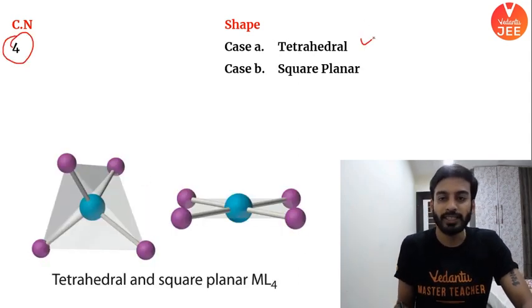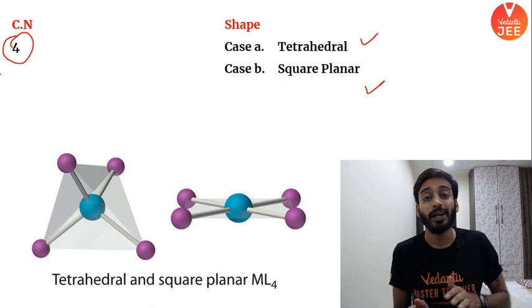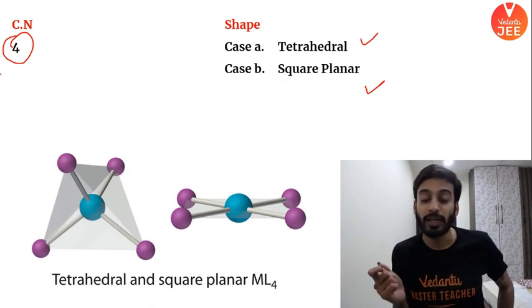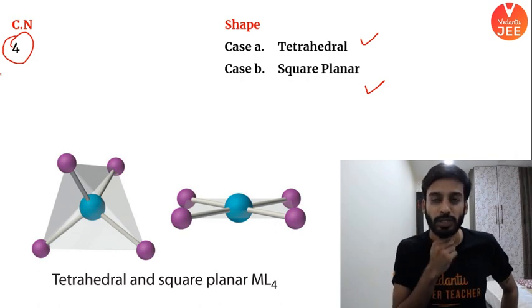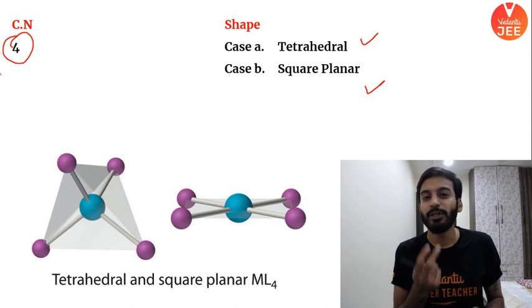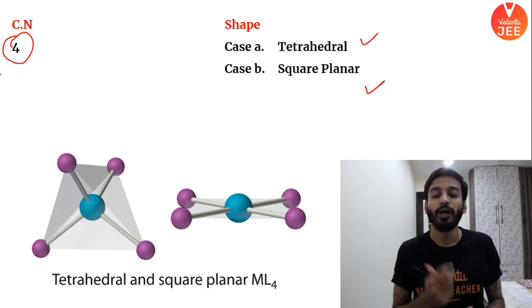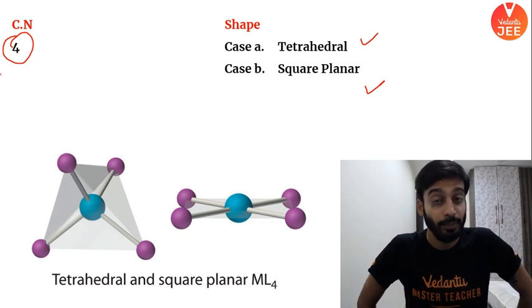There are 2 categories, tetrahedral and square planar. There will be 4 sigma bonds. Coordination number 4 itself means that there will be 4 ligands attacking the central atom and forming 4 sigma bonds. Basically, 8 electrons would be given to the central atom. And it can come in two shapes or two geometries. One is tetrahedral, one is square planar. We are going to study them in our syllabus.